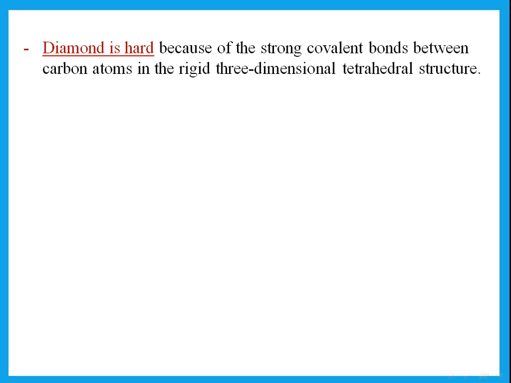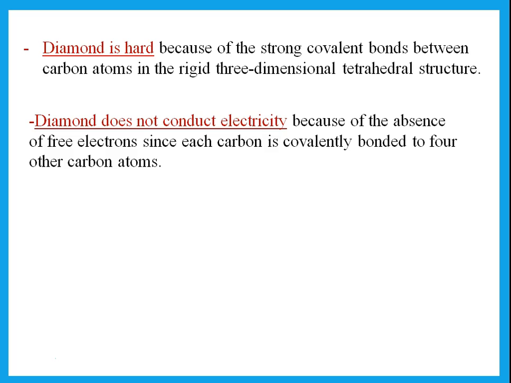Now, because it has that structure, diamond is hard. And actually, diamond is one of the hardest things. So, diamond is hard. Why is it hard? Because of the strong covalent bonds between carbon atoms in the rigid three-dimensional tetrahedral structure. Now, diamond does not conduct electricity because it doesn't have what? It doesn't have free electrons. Each carbon atom has 4 electrons around it. It's already using the 4 electrons for bonding, so it doesn't have any extra electron to float around. So it doesn't conduct electricity because there are no free electrons.